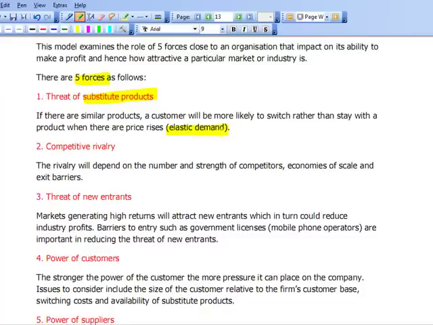The next one of the 5 forces, competitive rivalry. Now again, the rivalry will depend on the number and strength of competitors, economies of scale and exit barriers. So compare, for example, Pepsi and Coca-Cola. Intense competitive rivalry there, so there's going to be very strong competition. What about the Big Four? If you do a Porter's 5 forces for one of the Big Four, competitive rivalry would be quite high as well.